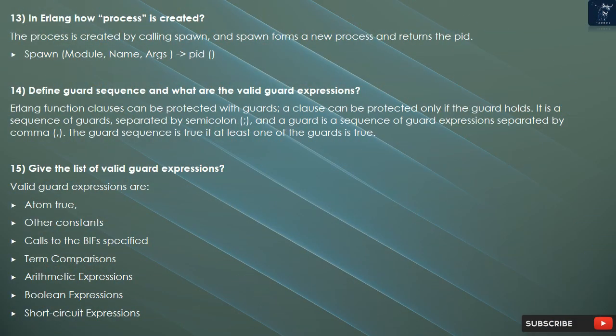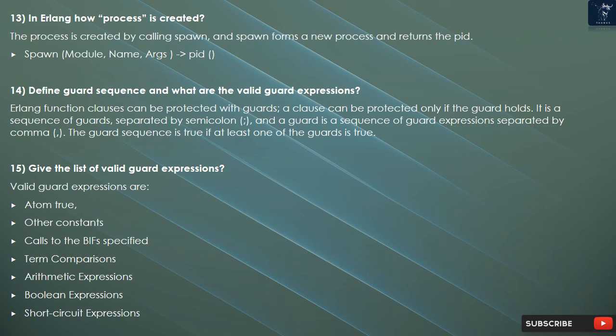13. In Erlang, how is a process created? The process is created by calling spawn, and spawn forms a new process and returns the PID. spawn(Module, Name, Args) -> PID.